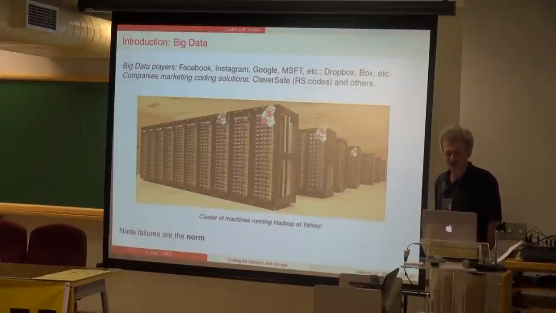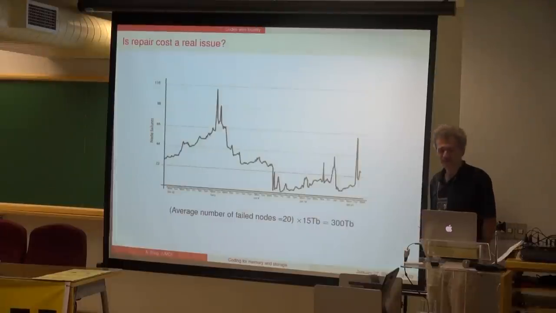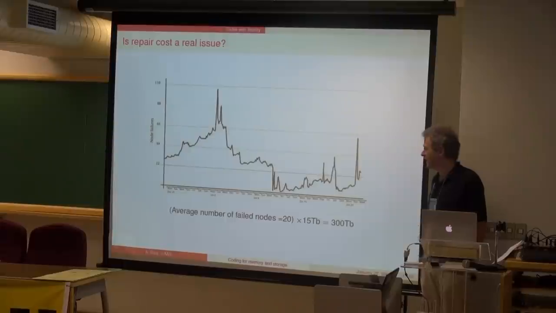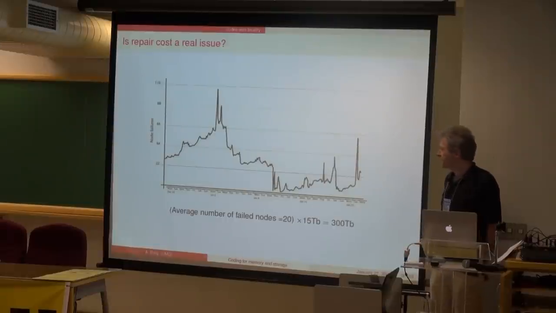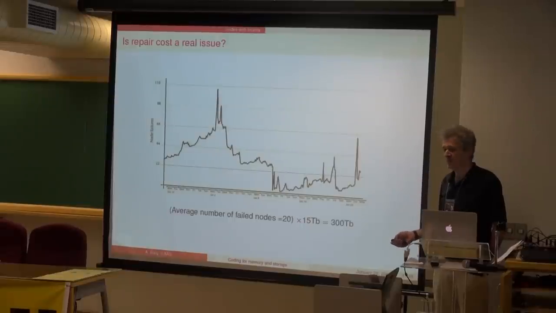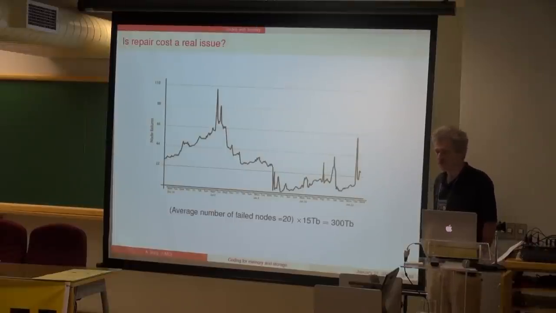Now, to argue about failures, here is another statistic collected by Yahoo in one calendar month, 2 or 3 years ago. As you see, this is the number of drives that are either permanently or temporarily inaccessible within one day. One node is 15 terabytes, so on average it's 20 per day, so it's 300 terabytes of data that cannot be accessed. And therefore repair becomes an actual problem for this business. Its repair cost becomes high, and so they need some type of coding solution to remedy that.